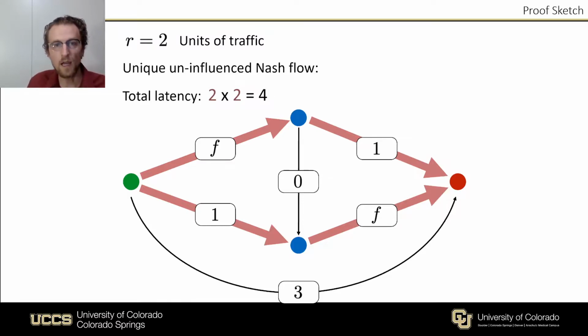So the total latency now is 2, or the latency on each path is 2, and half of the traffic, one unit of traffic, is using each path. So the total latency on this network is 4 in the uninfluenced case.